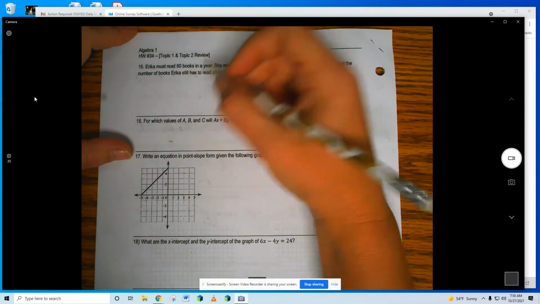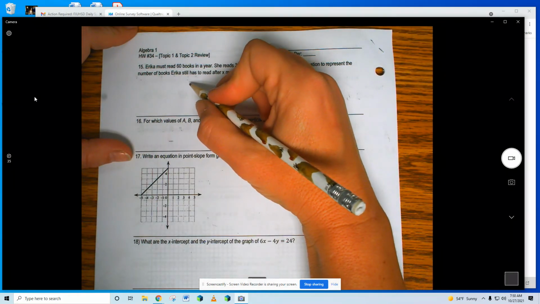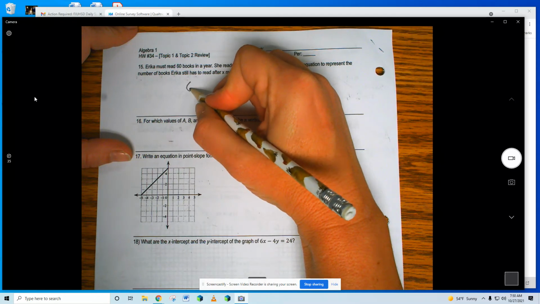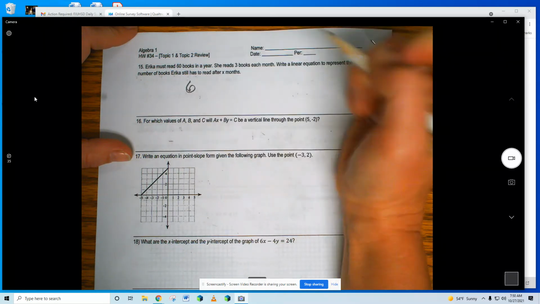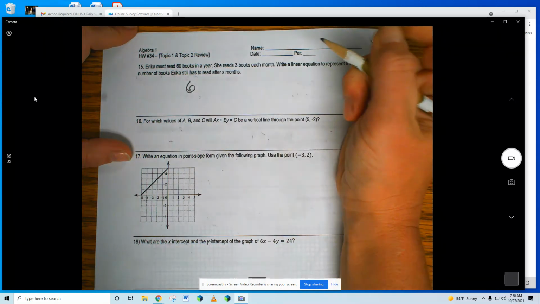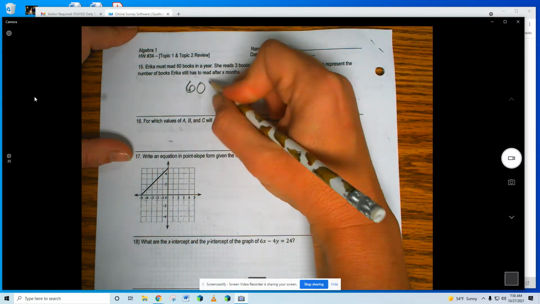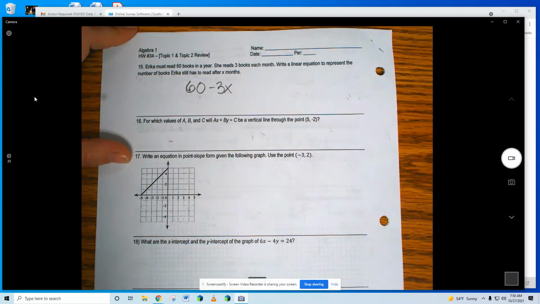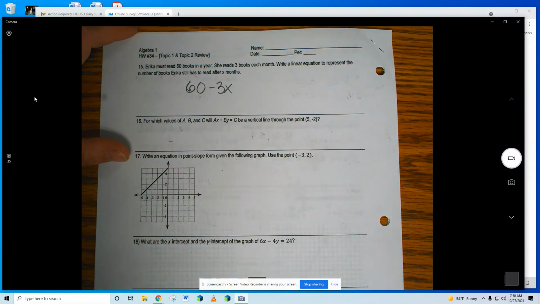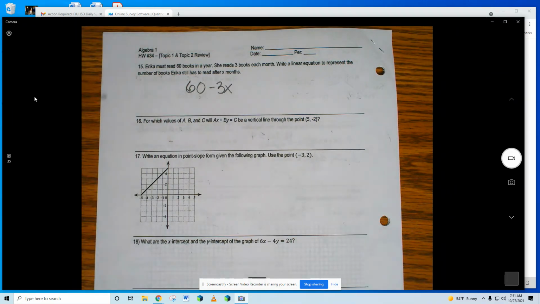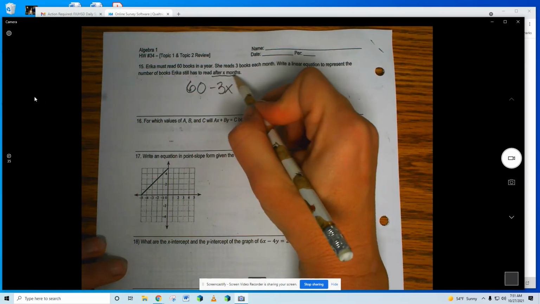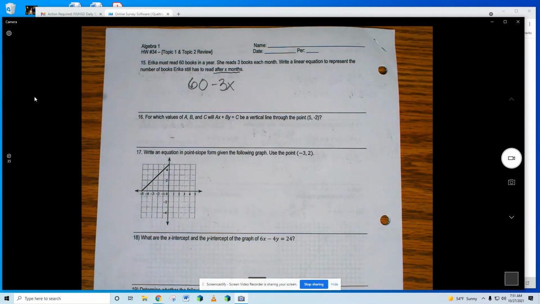So it can be something like, I want to caution you, after x months, she's read 3. I'm thinking I'm going to do this: 60 minus 3x. Because she's going to start with 60 books, and every month she's through 3. Take away 3, take away 3. It's this "after x months" that really is something to pay attention to.